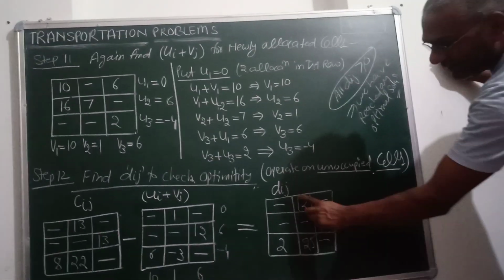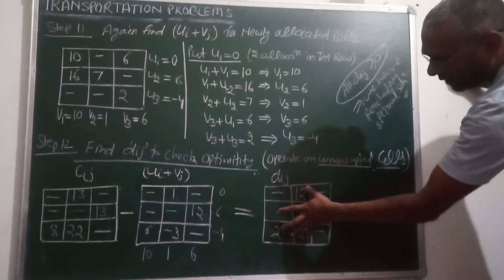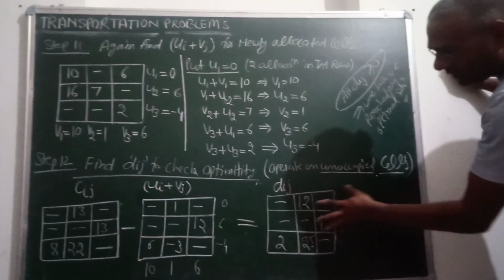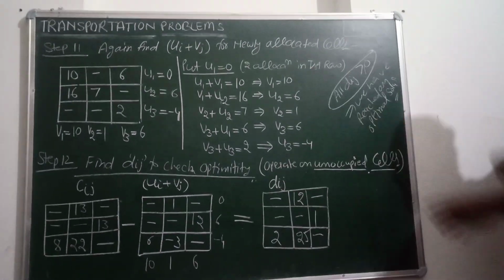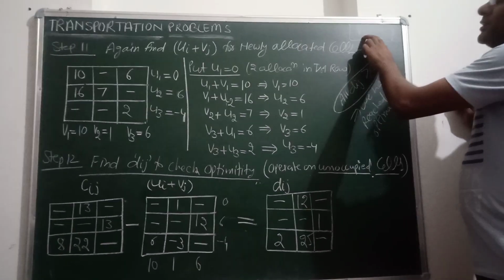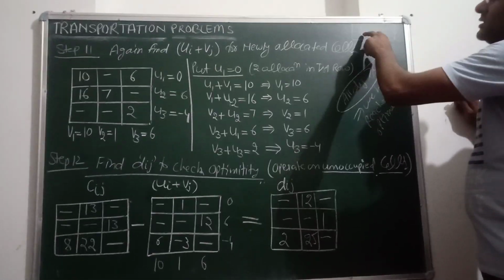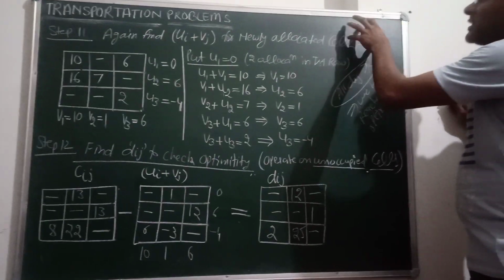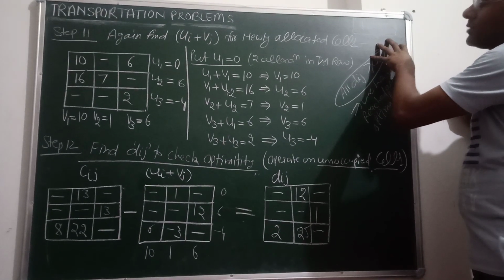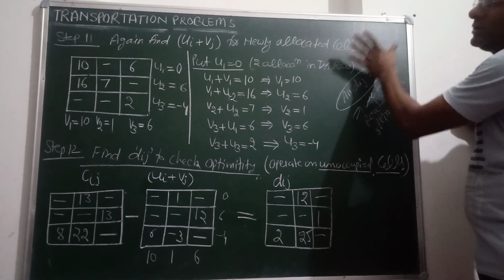Okay, so in this matrix you will see that all dij values are greater than or equal to 0, so we have reached an optimal solution, and the value which we found in the later steps, 189 rupees, is the optimum, or you can say the minimum transportation cost.